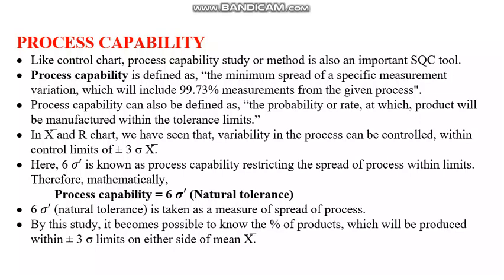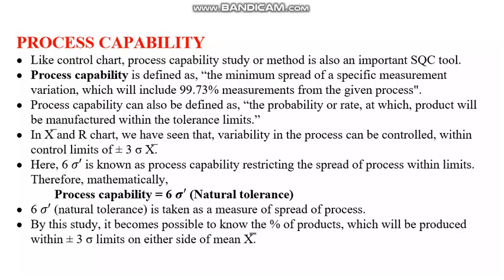Here 6 sigma prime is known as the process capability. 6 sigma prime is known as the process capability, restricting the spread of process within limits. So if we are saying process capability, it is 6 sigma prime. This is the natural tolerance. 6 sigma prime is taken as the measure of the spread of the process.